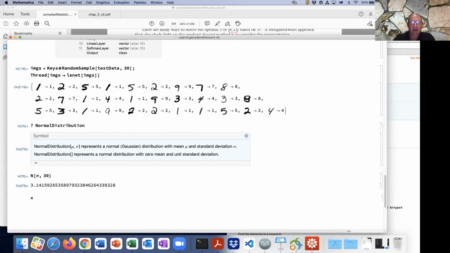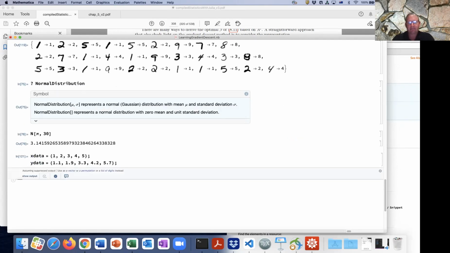Okay, so let's just take our x data to be 1, 2, 3, 4, 5. And our y data to be, and I'm just going to make up data, 1.1, 1.9, 3.3, 4.2, 5.7. All right, that's just the x and the y data. And let's do gradient descent to find the line of best fit. You see that this is sort of like the straight line, 1, 1.1, 2, 1.9, etc. I guess I could do a list plot of x data versus y data.